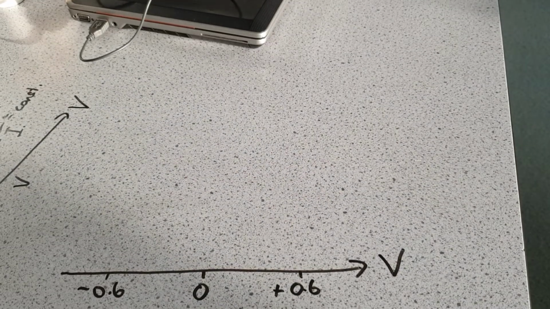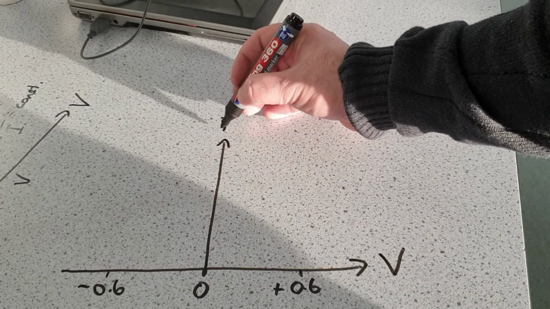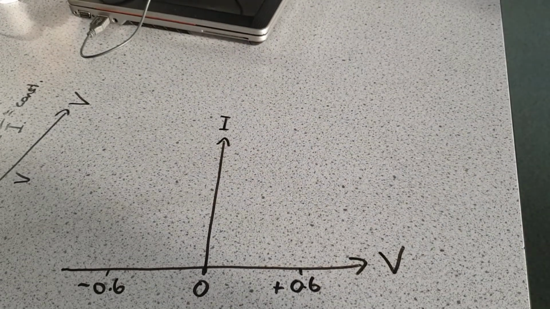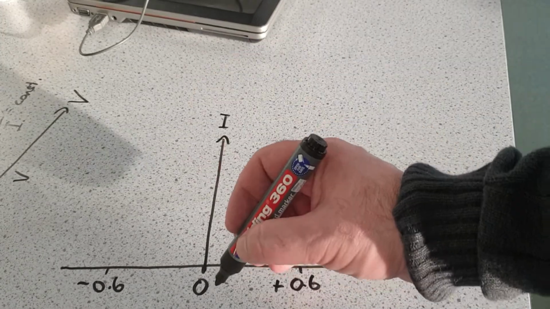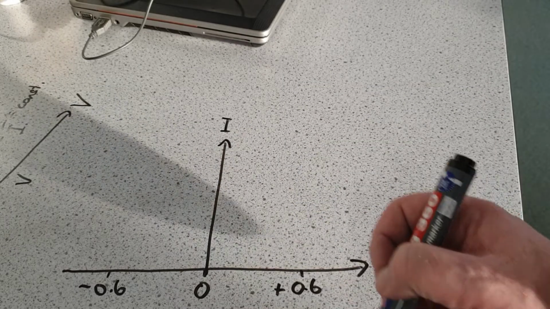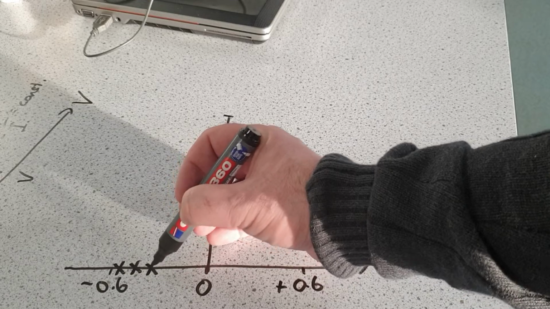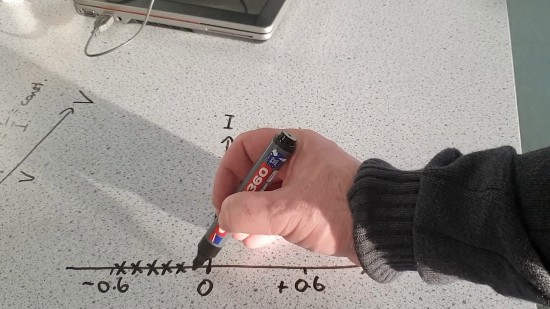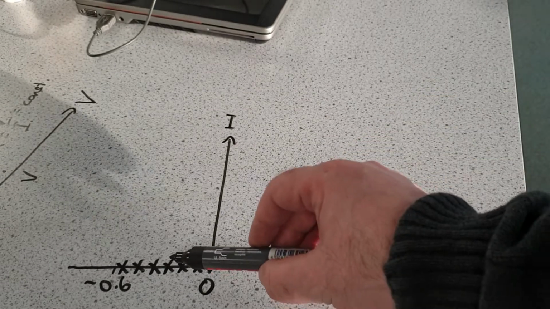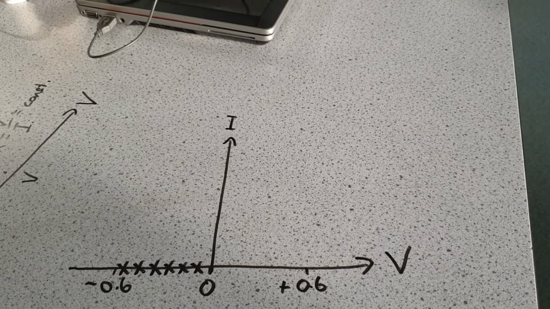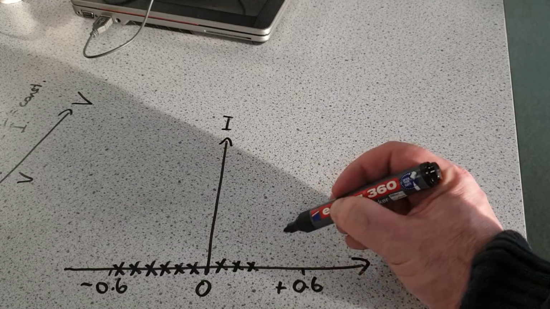And we're going to measure current that's passing through the diode. Now, if the diode is connected the wrong way around, we get practically no current at all coming out. So if I measured a load of points here, they would all be pretty much on the x-axis because the current would be 0. So this is what happens if the diode is connected the wrong way around. However, if the diode is connected the right way around, this is what happens.